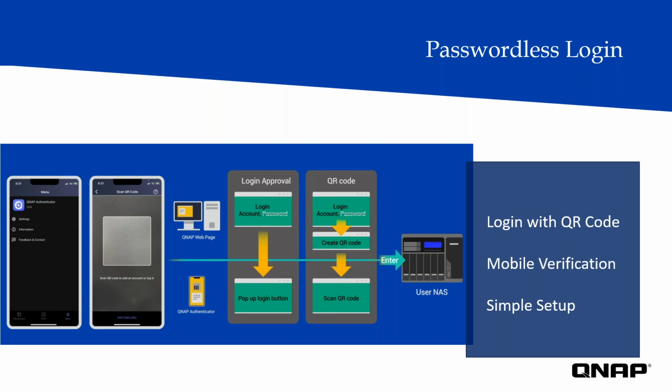For passwordless, you can choose the QR code option. In this case, a QR code will appear on the login screen. You'll be able to scan it with QNAP's new authentication app, QNAP Authenticator, and the QR code will be different every time you log in to facilitate a secure connection method while also providing a quick login process.